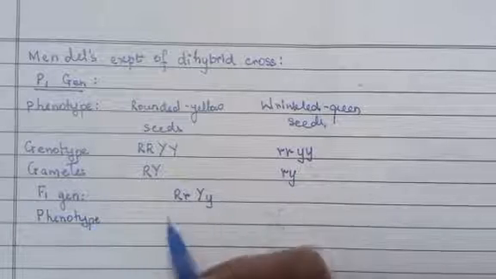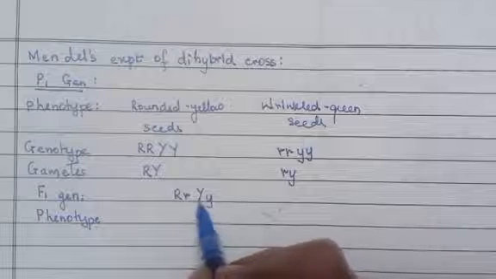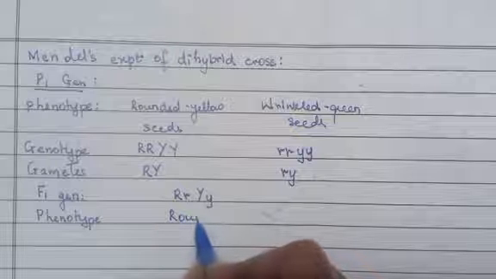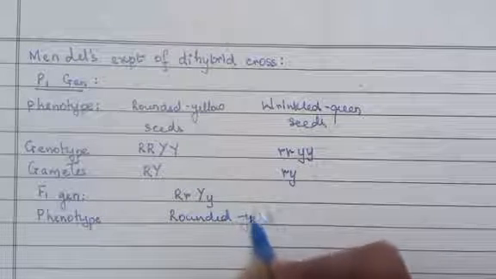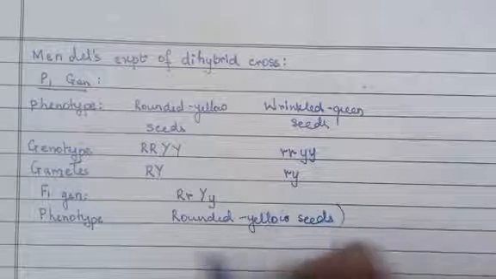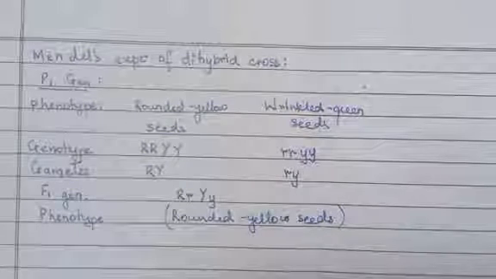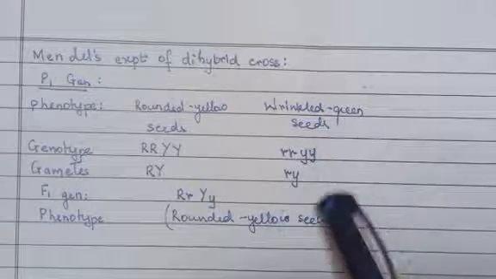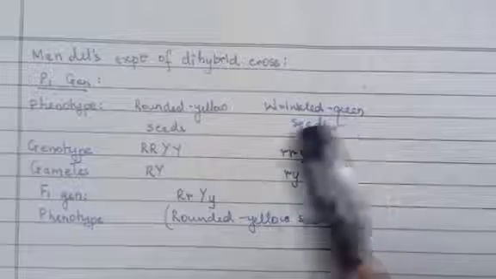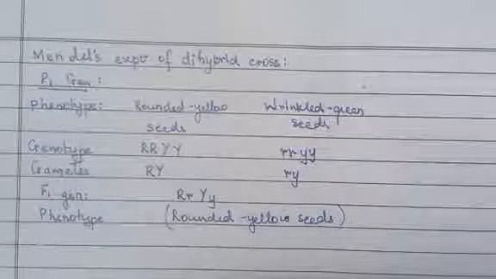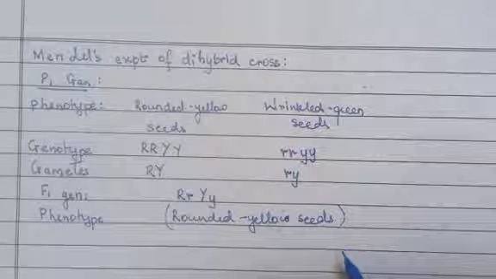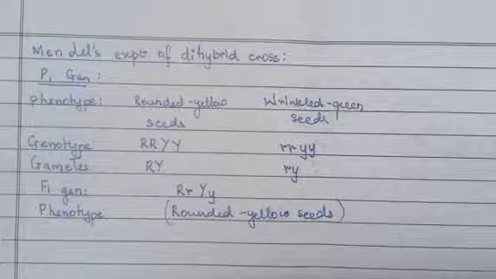Okay, now phenotype. How are all these plants? Now they have both the dominant characteristics of yellow and rounded. So all these plants are rounded and yellow. So they will all be rounded yellow seeds. Okay. So even though we had taken wrinkled green seeds, the plants in the first generation were all rounded and yellow. We did not see any plant with these characteristics. Okay, so this is the first generation. Now let us see what will happen in the second generation.